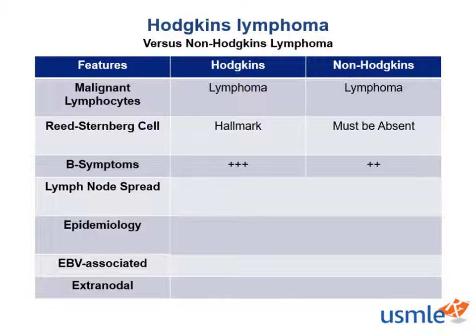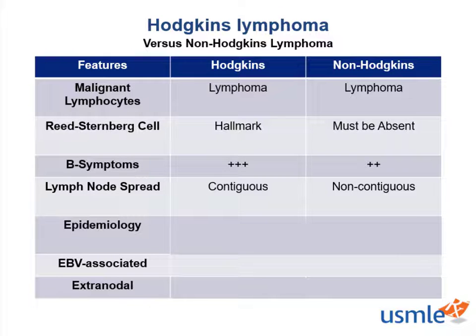B symptoms are more commonly present in Hodgkin's lymphoma due to the massive release of cytokines from those Reed-Sternberg cells, but can be seen in non-Hodgkin's lymphomas as well. Hodgkin's lymphoma spreads in a contiguous manner from lymph node to lymph node to lymph node, while non-Hodgkin's lymphomas have a non-contiguous spread to various lymph nodes, not in a specific lymph node chain or pattern.